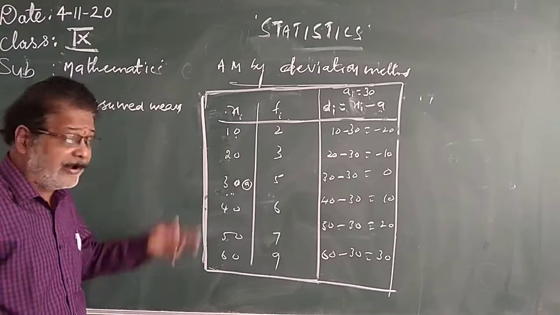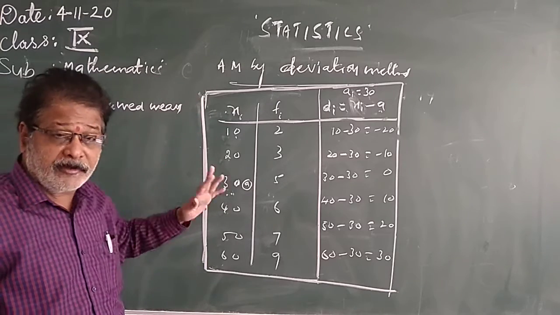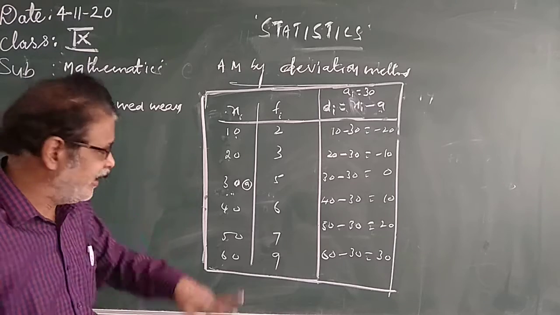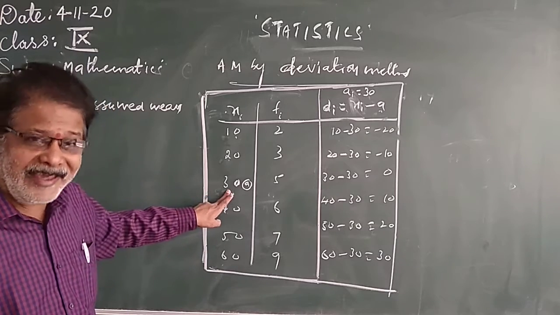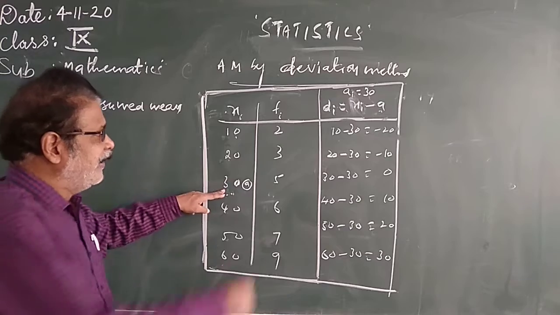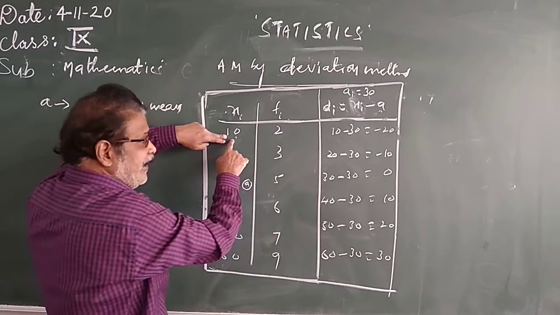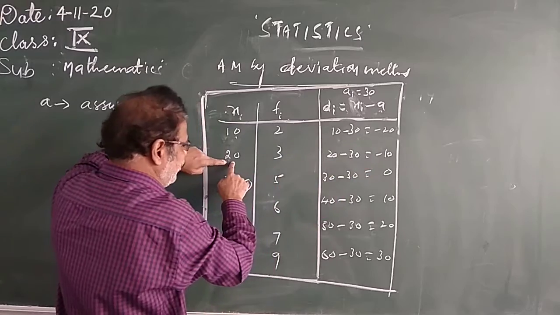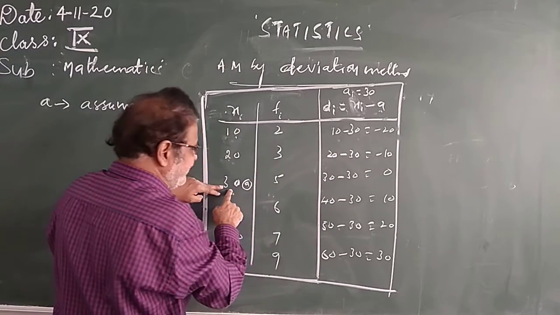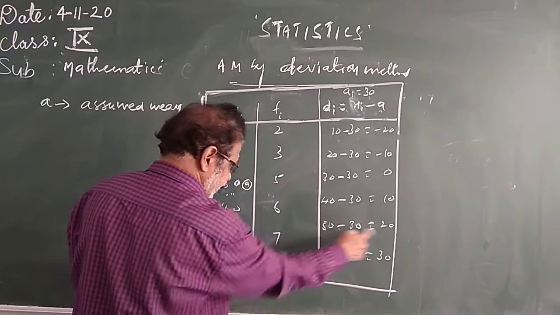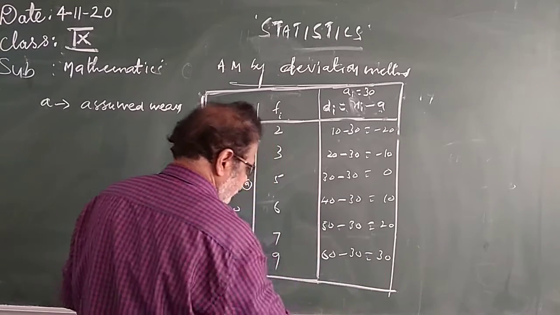Once again I revise. First, you are given observations. Among the given observations, any observation you can assume as a. I assumed 30 as a. So a is 30. Find out di. di is equal to the formula xi minus a. xi is 10, 10 minus 30. xi is 20, 20 minus 30. xi is 30, minus a which is 30. 40 minus 30. 50 minus 30. 60 minus 30. Like that you got it.